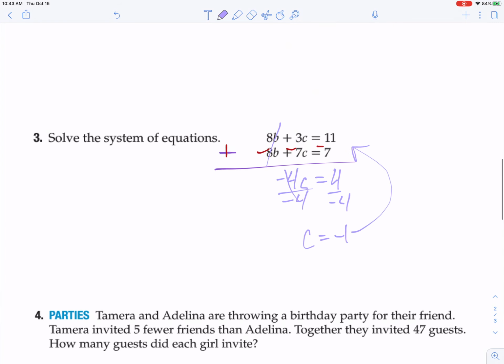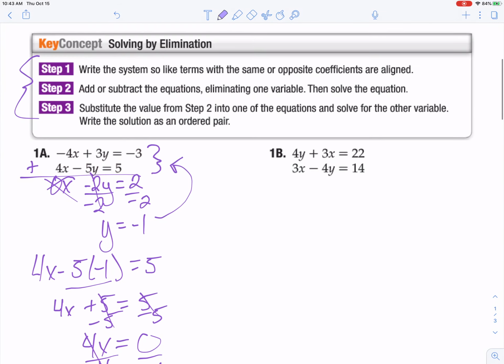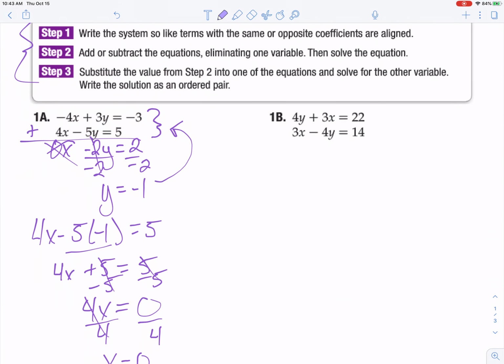I do kind of want to, just real quick, when I looked at 1b, I noticed it wasn't in the right order. Make sure your x's are on top of each other and your y's are on top of each other, so that when you add them, things can cancel happily.